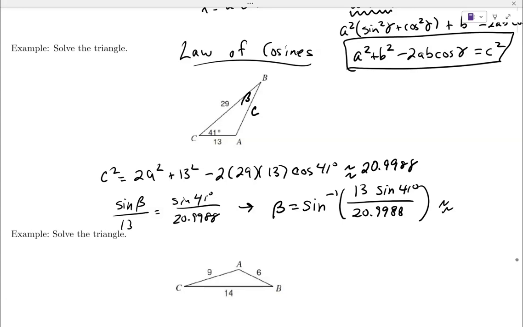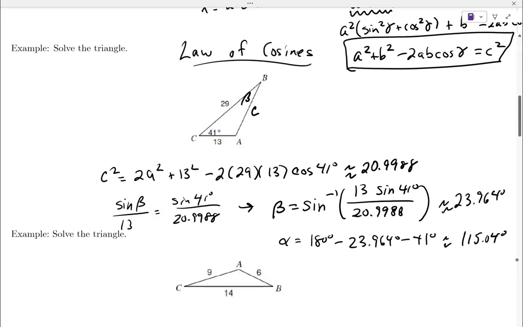What did you get for that one? About 23.964. And then from there, you should be able to figure out alpha from doing your 180 minus 23.964 minus the 41. And what do you get for that? 15.04. Thank you.